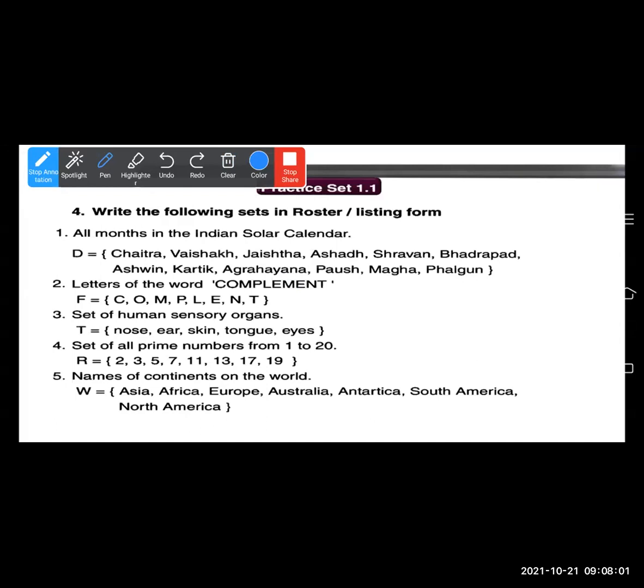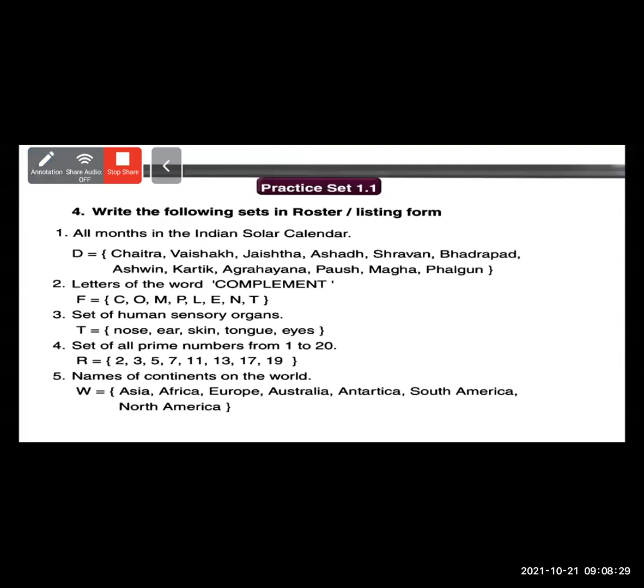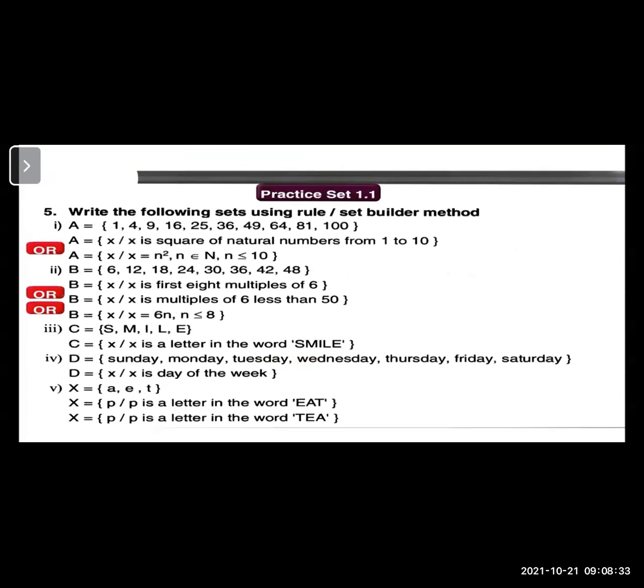Set of all prime numbers from 1 to 20. R is equal to 1 to 20. What are the prime numbers? 2, 3, 5, 7, 11, 13, 17, and 19. Names of continents of the world. You have studied in geography: Asia, Africa, Europe, Australia, Antarctica, South America, North America. The way of writing methods is very important. Opening braces, closing braces, all the lists should be separated by comma. This is very important.